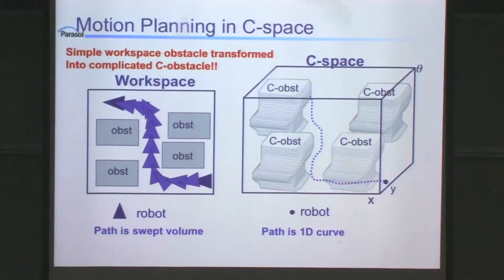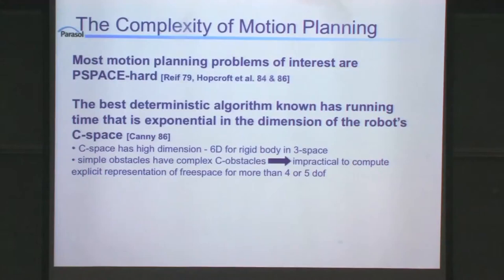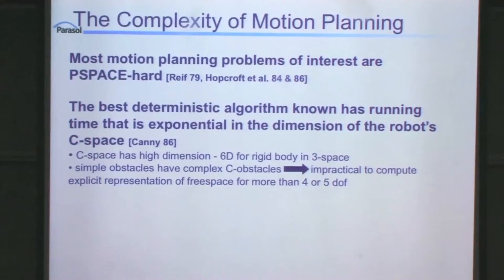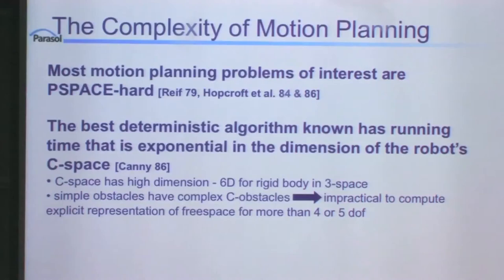Unfortunately, motion planning is hard. And to date, the best deterministic general solutions we have were from John Kenney's PhD thesis. And honestly, they're only practical for problems that have dimensions like 4 or 5. So even this rigid body in 3 dimensions, this really simple case, we can't plan for exactly.